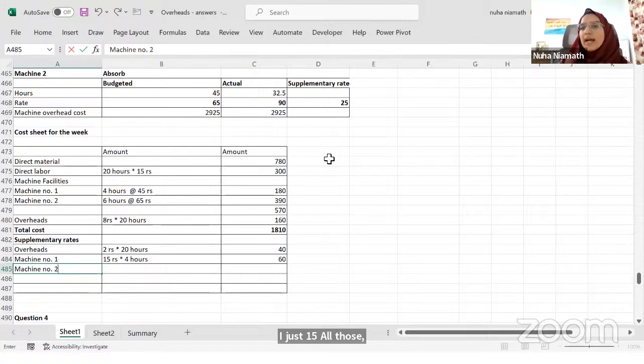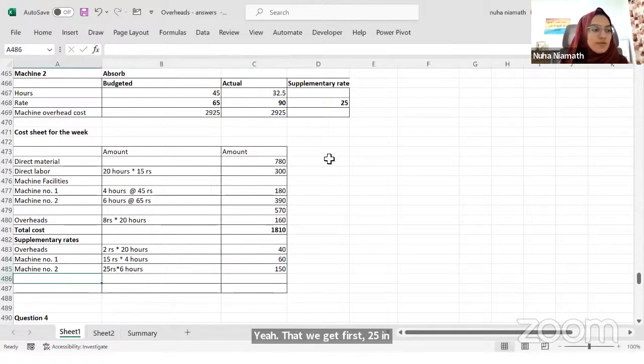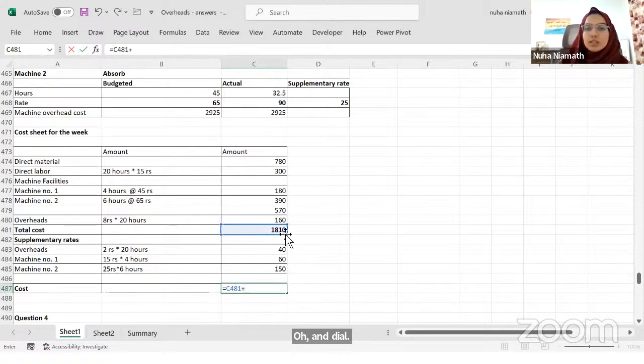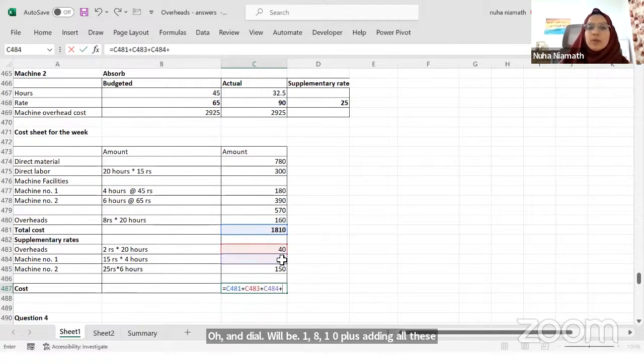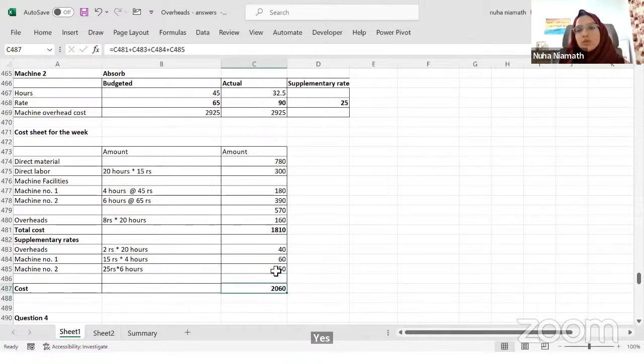All these will get added to the cost. 25 rupees into 6 hours. So that will give us 25 into 6, which is 150 rupees. So the final total cost for the entire job will be 1810 plus adding all these costs: 40 plus 60 plus 150. That gives us a total cost of 2060.